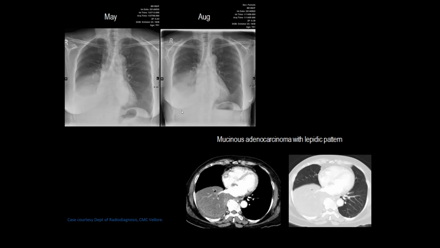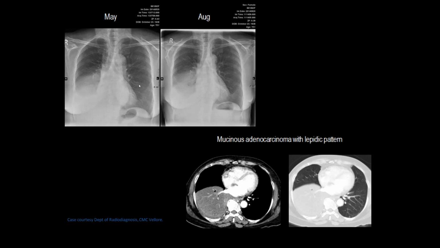It should show some degree of change. It is looking the same, or in fact, maybe slightly more, I don't know. But this definitely warrants investigation and biopsy. And you can see this is the corresponding CT. You can see air bronchogram and CT angiogram. And the histopathology showed a mucinous adenocarcinoma with a lipidic pattern.